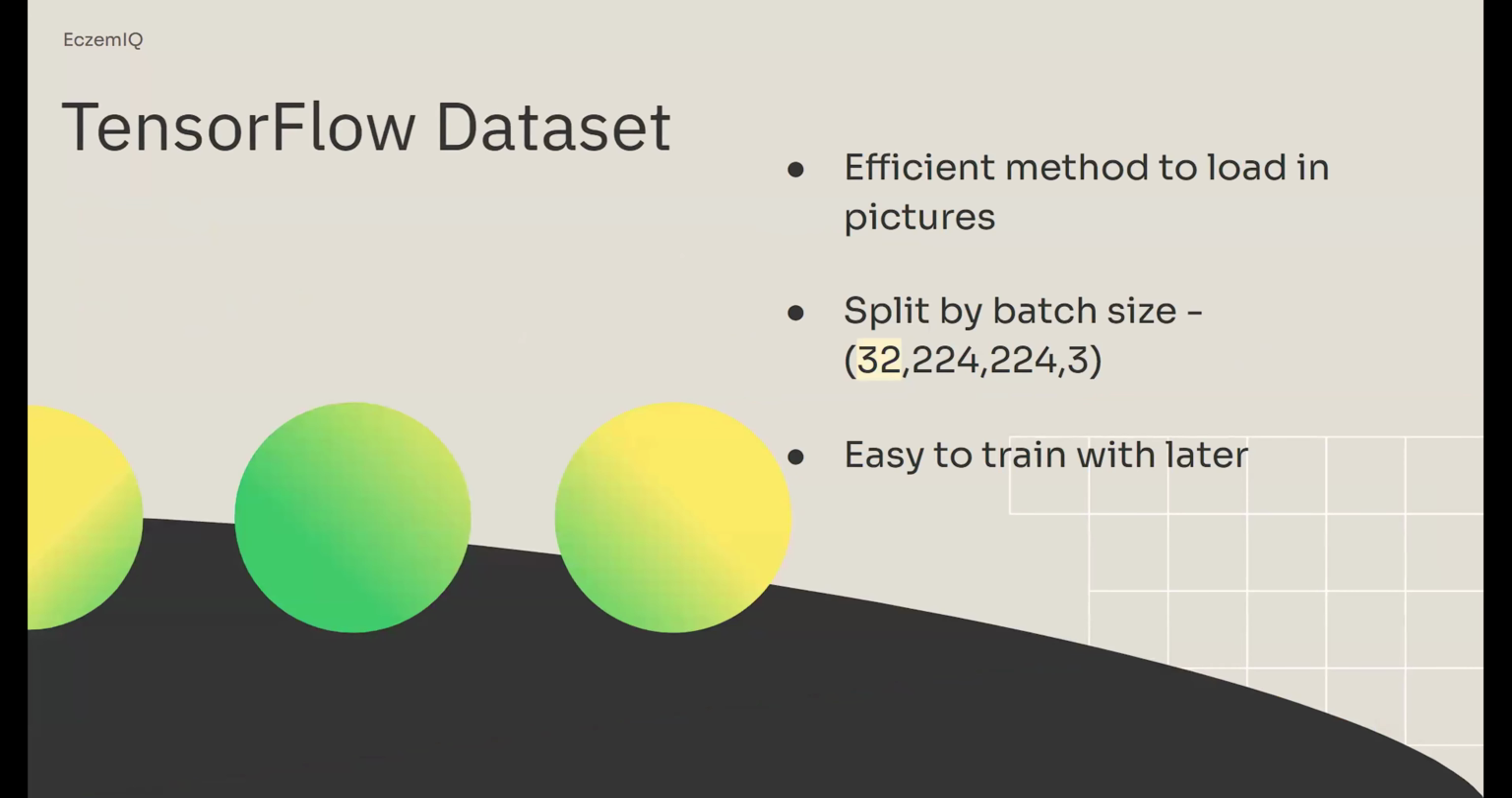And we used a TensorFlow data set because it's a much more efficient method to load in pictures as it's based on batches, which is far superior than loading all of the 27,000 images into memory. And as you can see, this is the shape of the data set, which is 32 by 224 by 224 by 3, where the 32 represents the batch size and the 224 by 224 is the actual dimensions of the image, and the 3 channels represent BGR. And it's also easy to train with later.